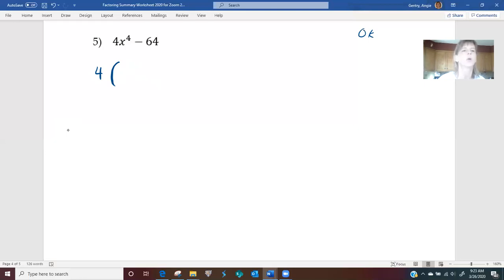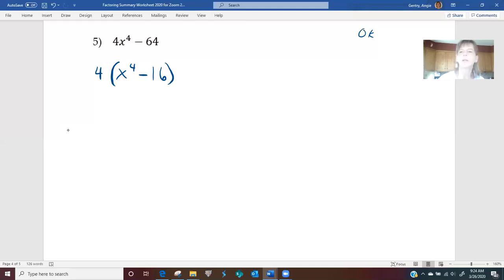You cannot pull an x out of that. So 4x to the 4th. x to the 4th, 4 times x to the 4th, 4x to the 4th, true. 4 times what is negative 64? If I'm not having a moment, it's a 16. 4 times negative 16 is negative 64.